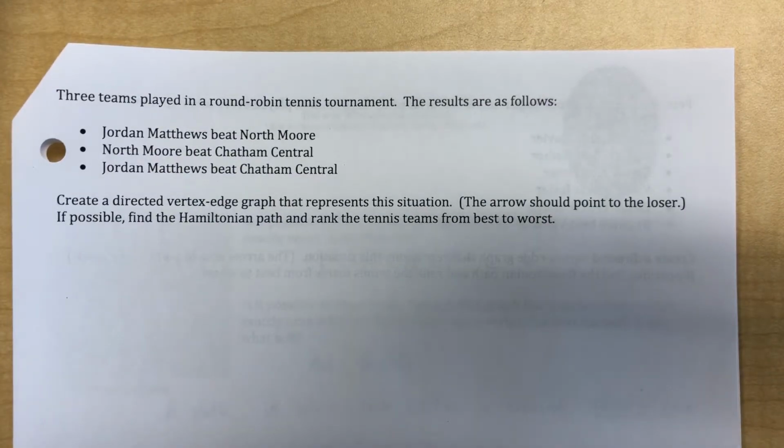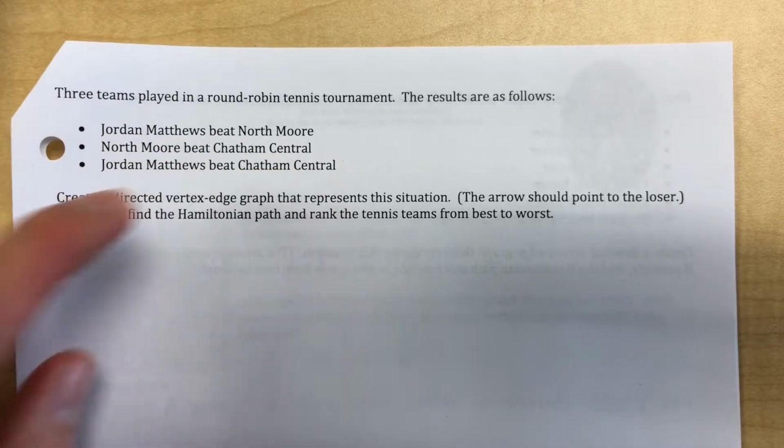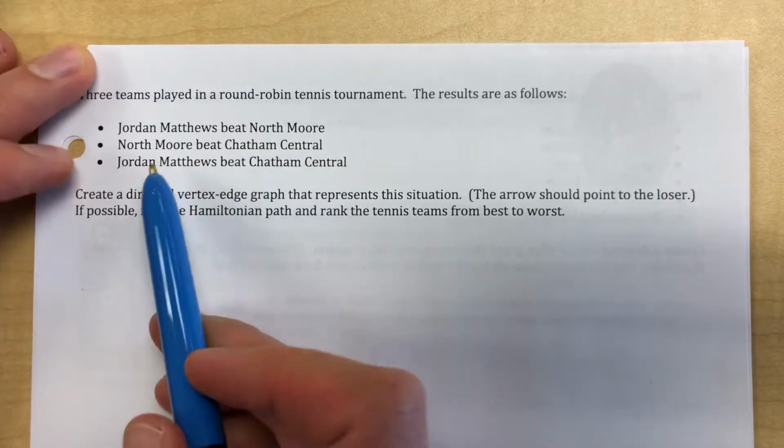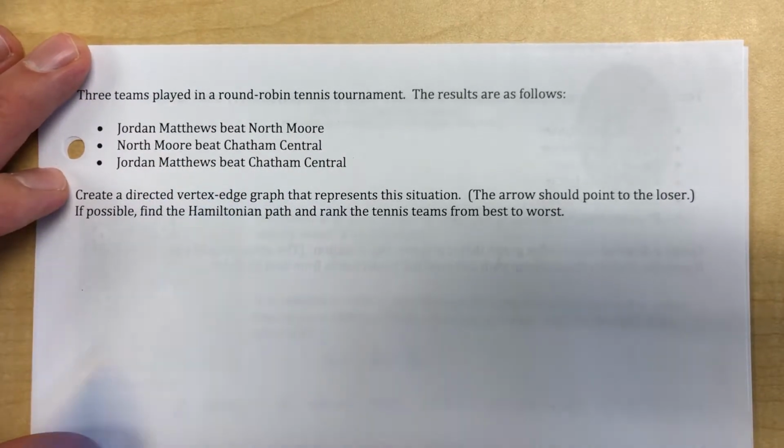Here we go. 4 problems that are very similar. 3 teams played in a round-robin tennis tournament. That means everybody plays everybody. And the results are as follows. Jordan Matthews beat Northmore. These are high schools, by the way. Northmore beat Chatham Central. Jordan Matthews beat Chatham Central.